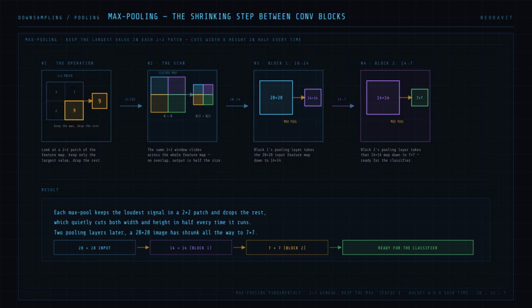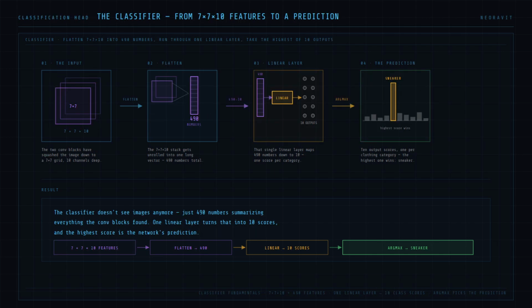Max pooling is the shrinking step. It takes a 2x2 patch of the feature map, keeps only the largest value, and moves on to the next patch. That cuts the width and height in half. So the input images start at 28 by 28. The first block takes that down to 14 by 14, and the second block takes that down to 7 by 7. After the two blocks comes the classifier.